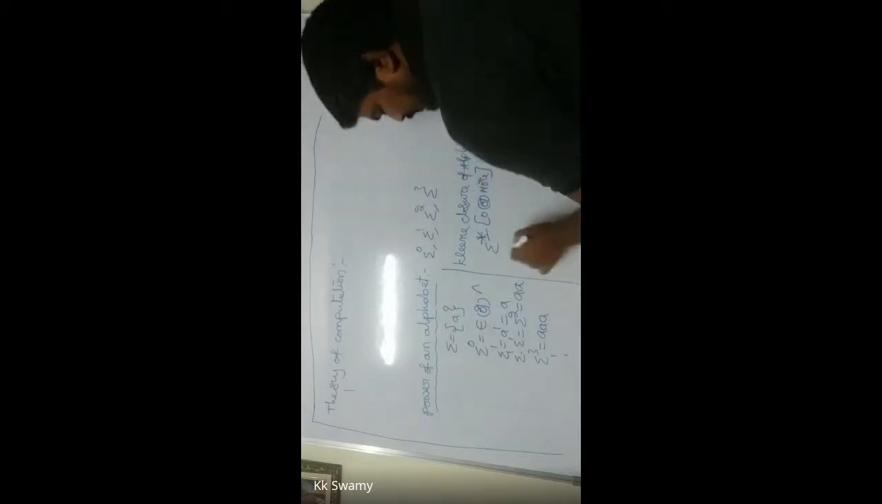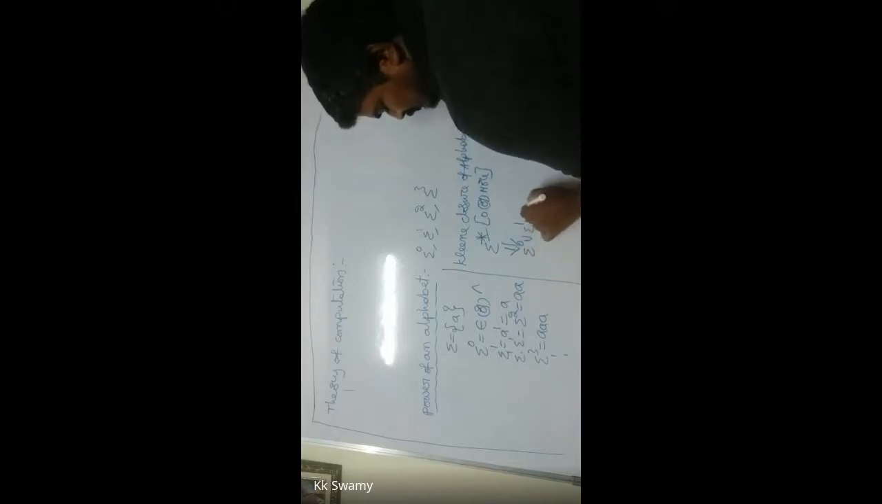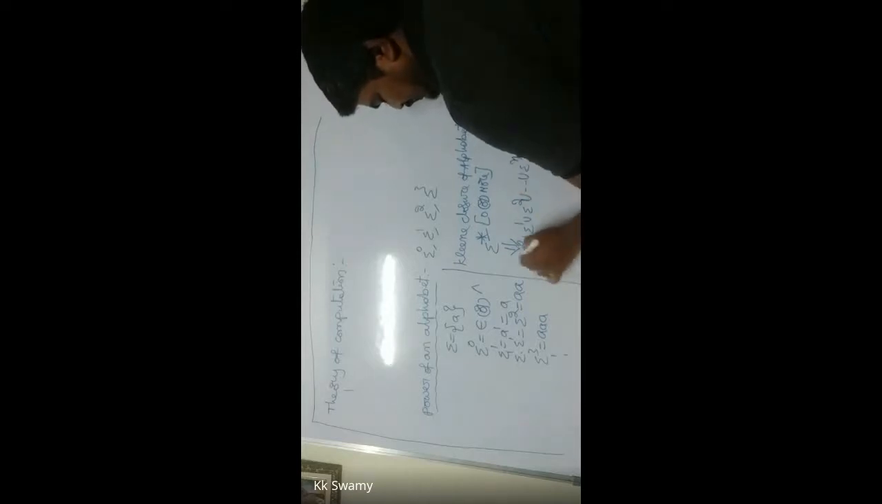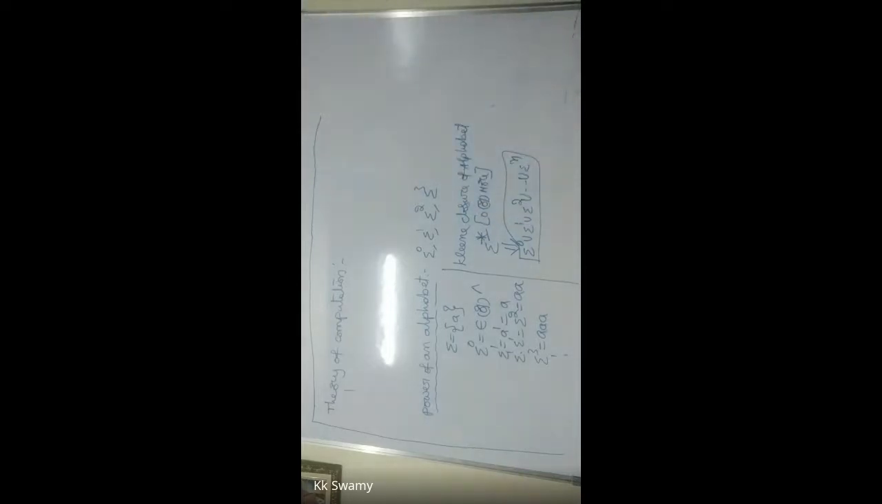Zero or more occurrences. Here, instead of sigma star, we can place sigma power 0 union sigma power 1 union sigma power 2 union sigma power n. So this is called the sigma star. Sigma star means any combination, starting from 0 or more: 0, 1, 2, 3, 4, 5 until n.